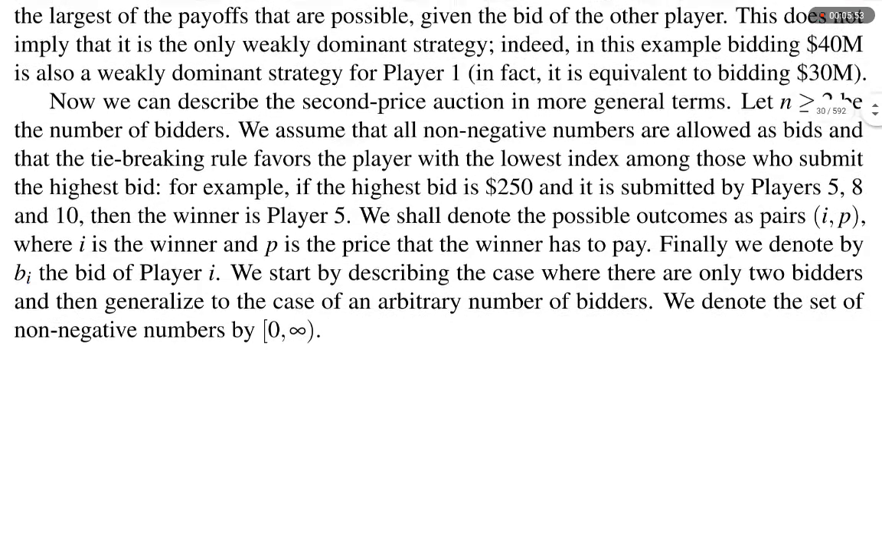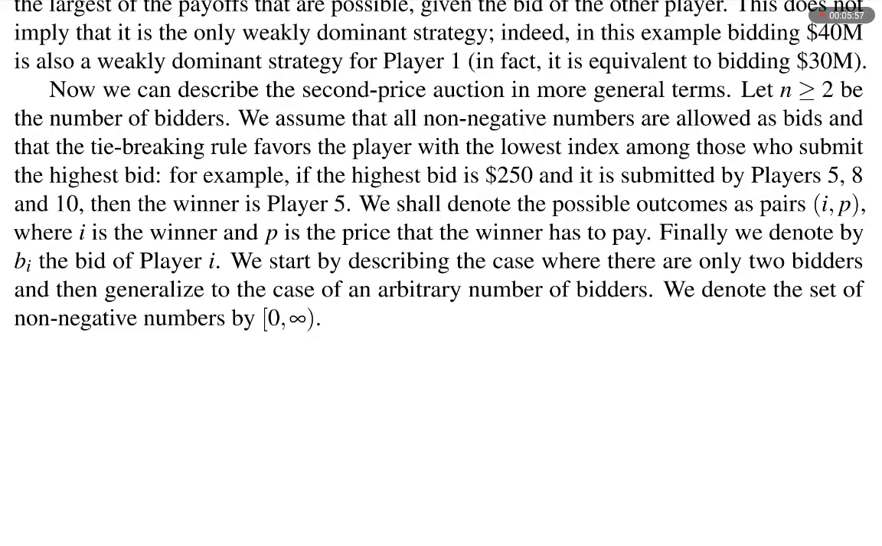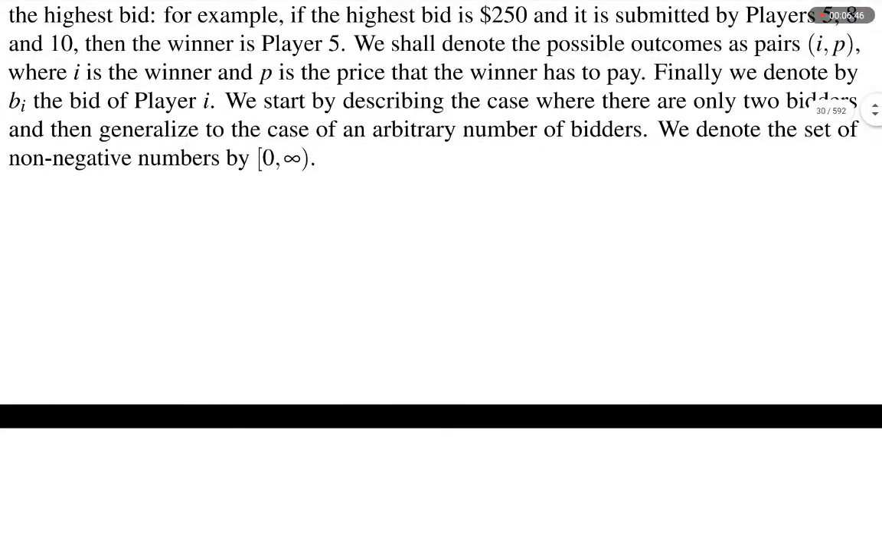Now, we can describe the second price auction in more general terms. Let n, greater than or equal to 2, be the number of bidders. We assume that all non-negative numbers are allowed as bids and that the tie-breaking rule favors the player with the lowest index among those who submit the highest bid. For example, if the highest bid is $250 and it is submitted by players 5, 8, and 10, then the winner is player 5. We shall denote the possible outcomes as pairs (i, p), where i is the winner and p is the price that the winner has to pay. Finally, we denote by b_i the bid of player i.